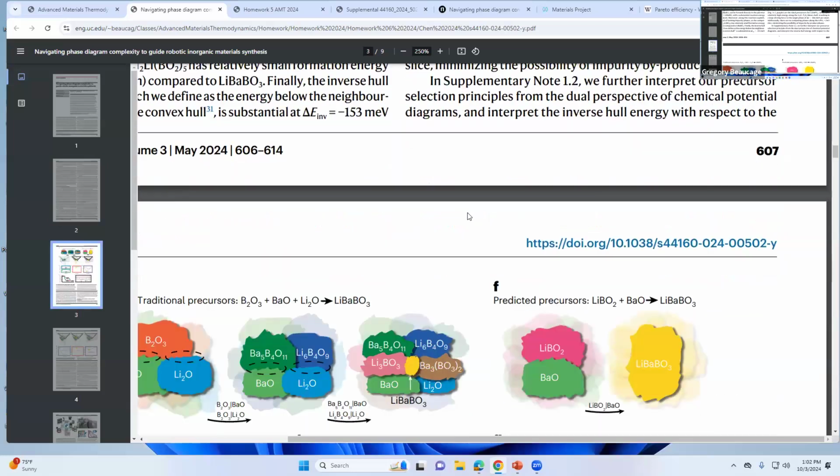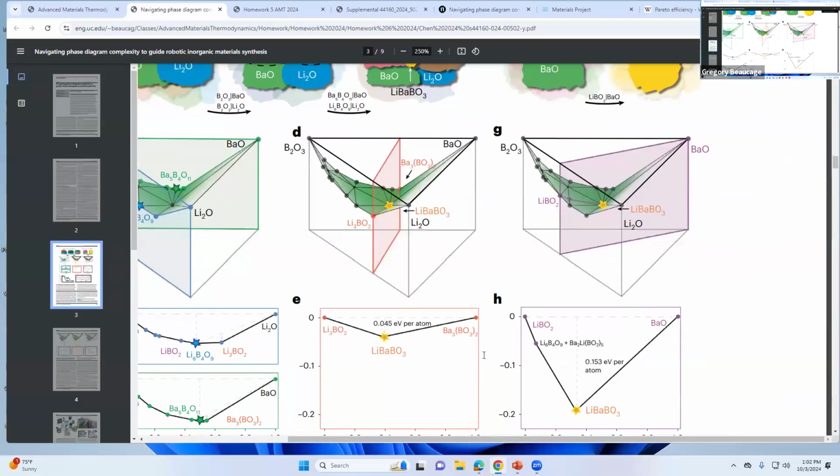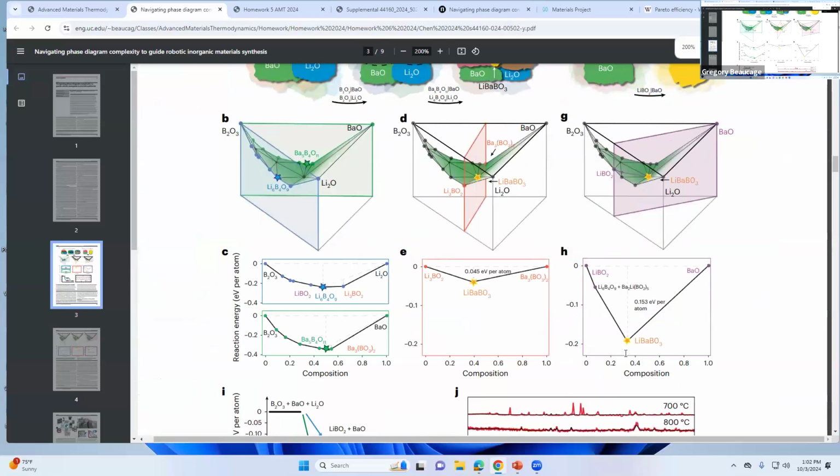So he kind of shows that in this. I think the first one is more or less, let's see, the first one, let's see. So the total reaction to get to this product, this lithium barium borate, is like 336 milli-electron volts per atom. It's kind of weird units.